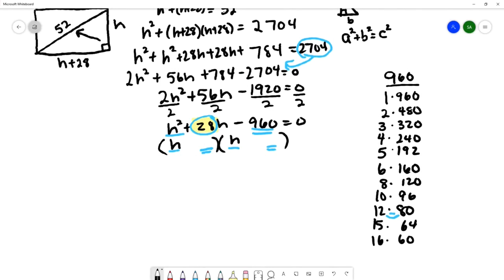16 times 60. 17 doesn't work. 18 doesn't work. 19 doesn't work. 20 and 48. And I think that's the pair that we've been looking for, because 48 minus 20 is 28. So to get the middle number correct, I would need to have a 20 and a 48 with a plus and a minus. And I'll set each factor equal to 0.